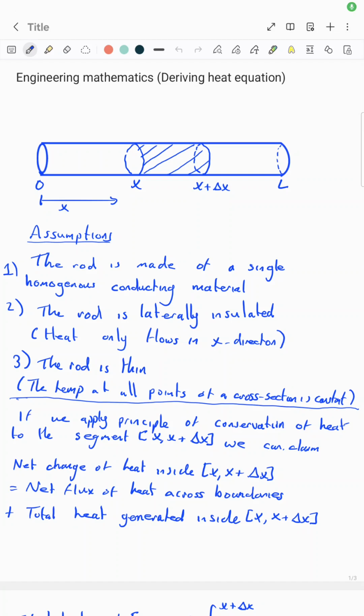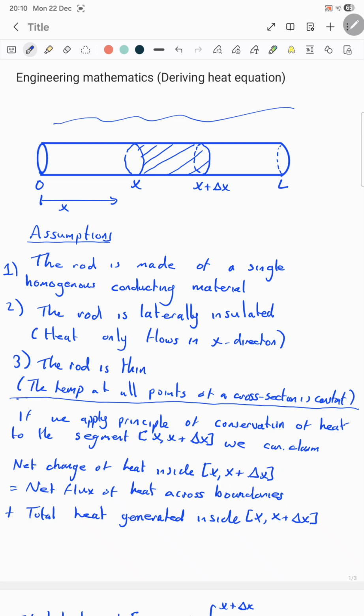This is our first mini lecture on the mathematics for engineering. In this instance, we're deriving the heat equation, where this is a rod of length L.